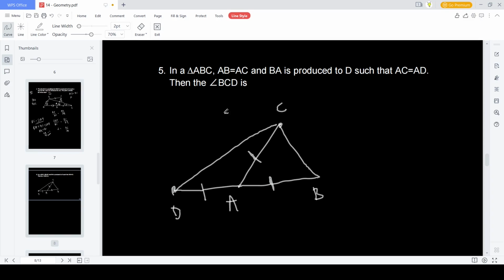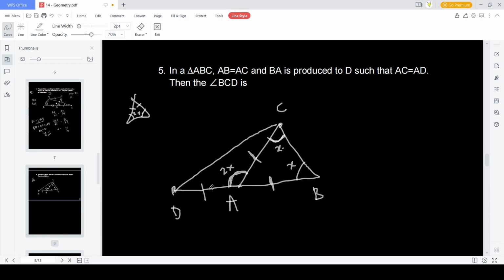So we know one property saying that angles opposite to equal sides are equal. So if this is X, this is X. Using that property, the angle opposite to this side is X, so the angle opposite to this will be X. Now also I have one property saying that the exterior angle is equal to the sum of the opposite interior angles. So this will be equal to the sum of these two interior angles. So this will be 2x.